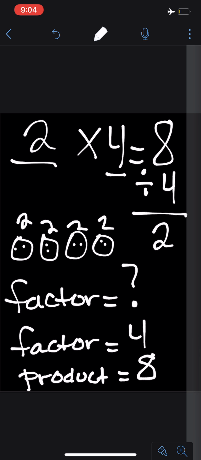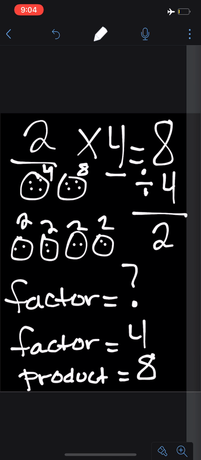Now, something I didn't do in the first problem that I should have done was check my multiplication equation. It's always good to check your work. It's just good practice. So to check my multiplication equation, I can draw 2 groups, put 4 dots in each group, and then count the number of dots all together, and it should equal 8. So 1, 2, 3, 4, 5, 6, 7, 8. So 2 times 4 does equal 8. So when you have a factor that is missing from a multiplication equation, all you do is take the given factor and divide your product by that given factor, and it gives you your answer.